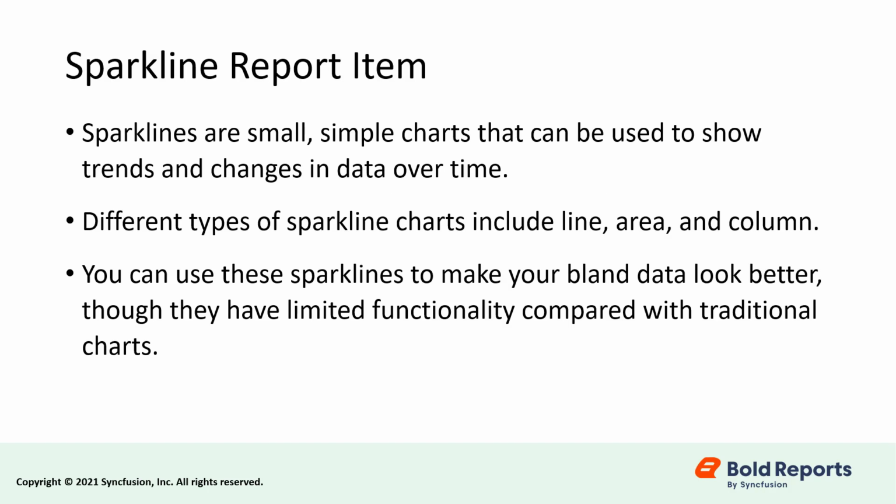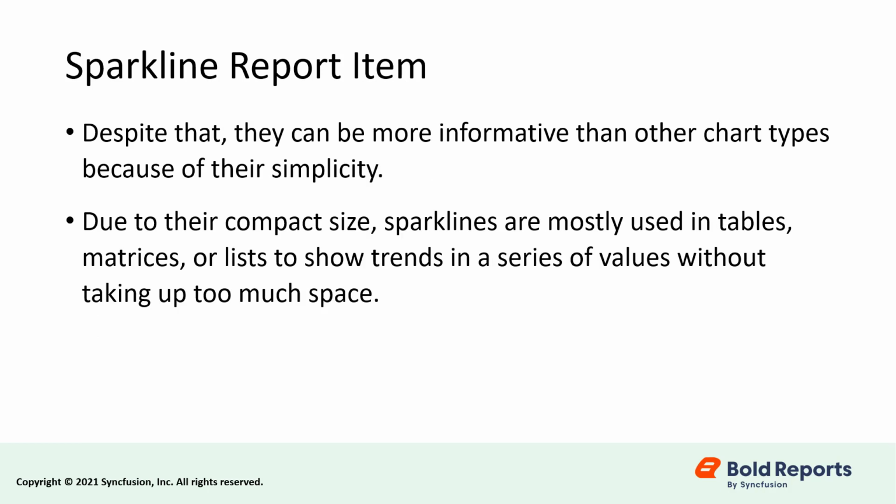Sparklines are small, simple charts that can be used to show trends and changes in data over time. Different types of Sparkline charts include line, area, and column. You can use these Sparklines to make your bland data look better, though they have limited functionality compared with traditional charts. Despite that, they can be more informative than other chart types because of their simplicity.